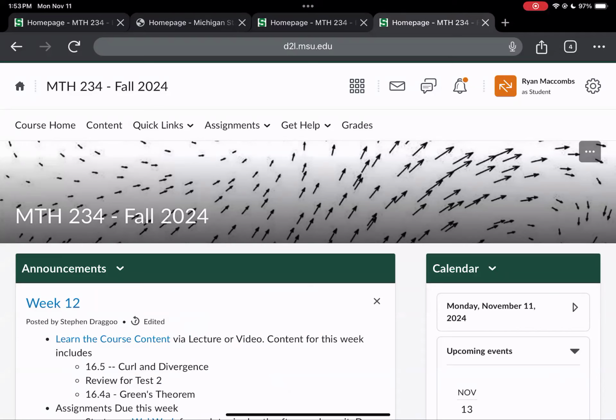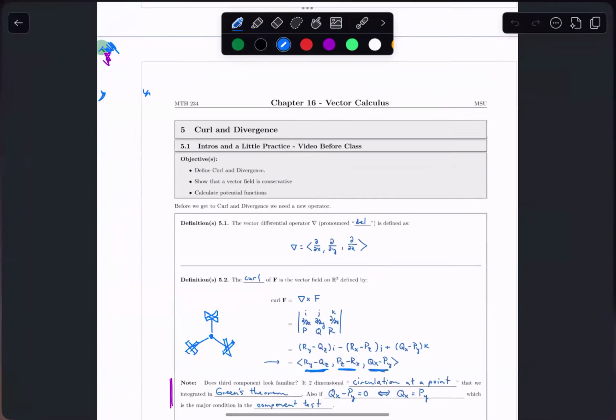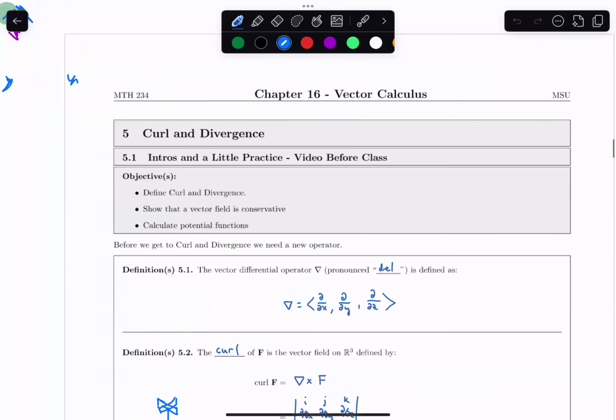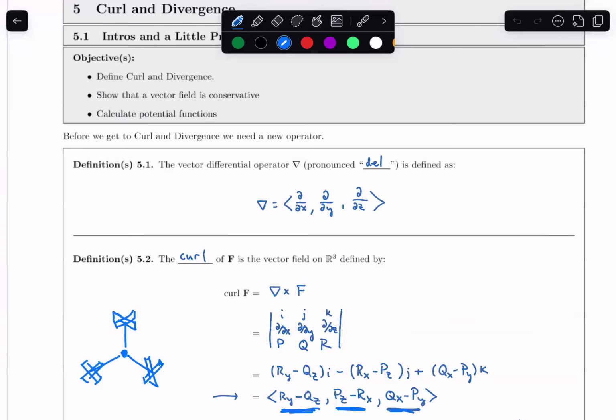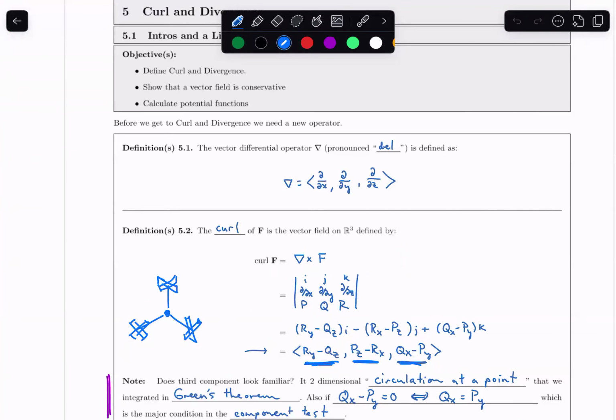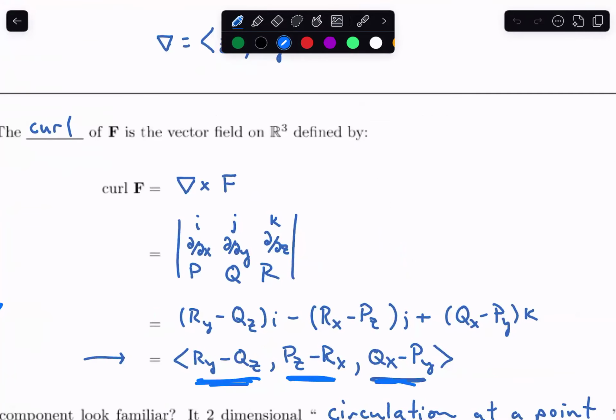All right, well then. In the pre-class video, we talked about this new operator, this del operator, which is a vector made up of partial derivatives. So in the first component, partial derivative with respect to x, then y, then finally z. And if you apply this in clever ways to vector fields, you can get a couple of interesting things. So the first is, if you do a cross product, you get this thing, the curl of f.